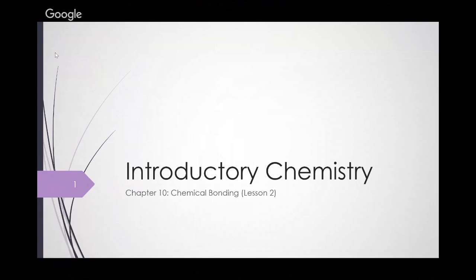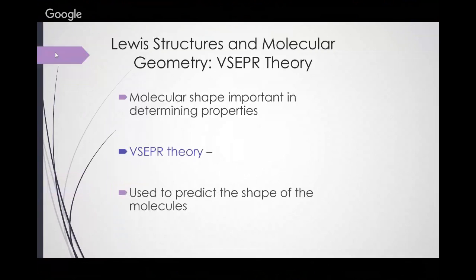Introductory Chemistry, Chapter 10, Chemical Bonding, Lesson 2. So in the last lesson, we looked at how to draw Lewis structures for covalent compounds. So we're going to use those Lewis structures to determine their shapes.